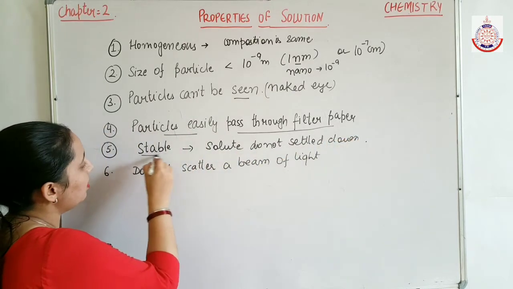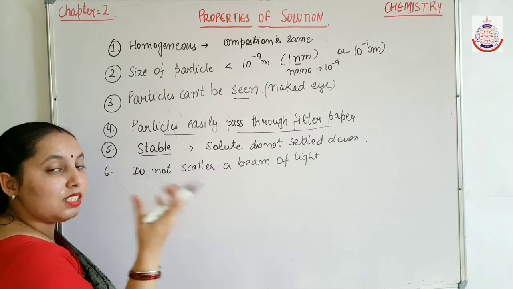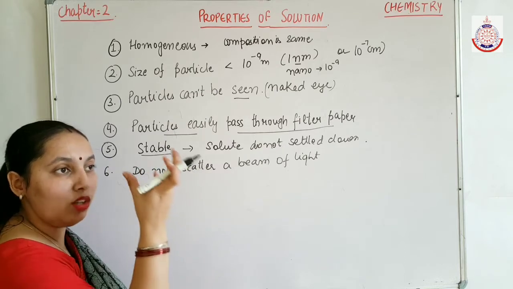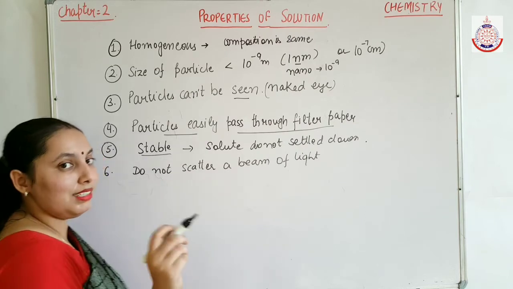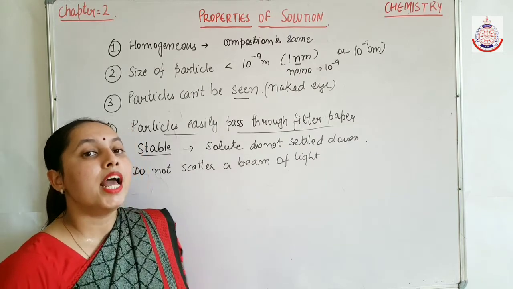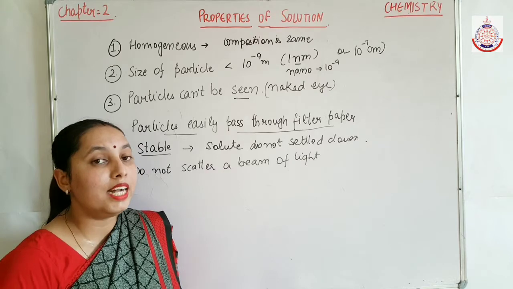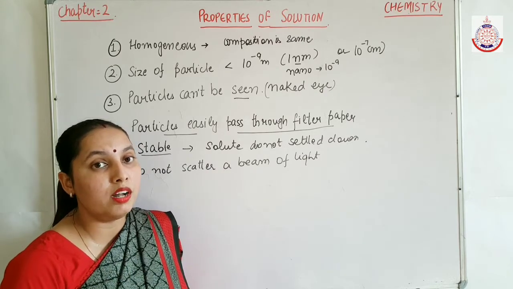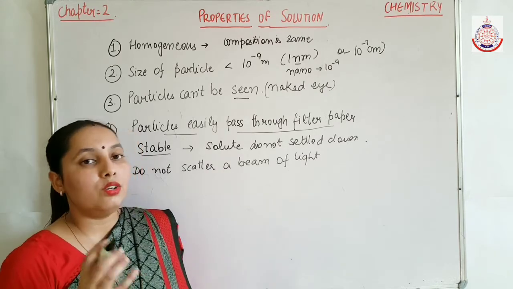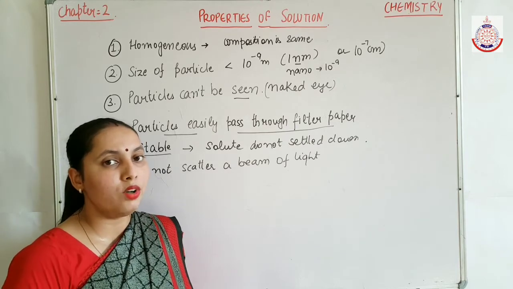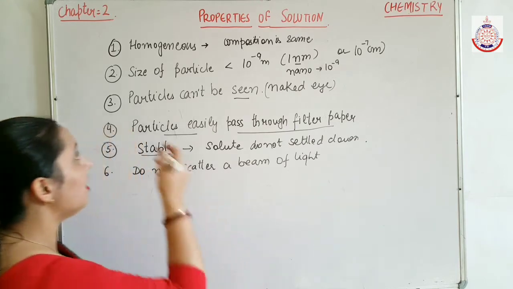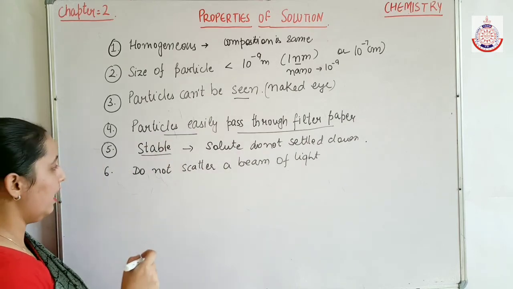The next property is that solutions are known as stable. Because in some cases we will see that solute settles down. In the same example, in a sugar solution, have you ever observed that if you have dissolved sugar in water, after some time sugar particles settle down? No, it does not happen. So it means the solutions are stable in nature.